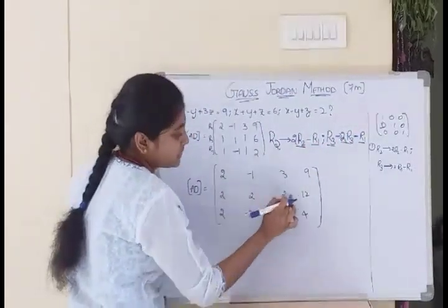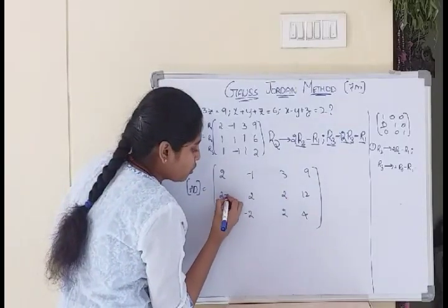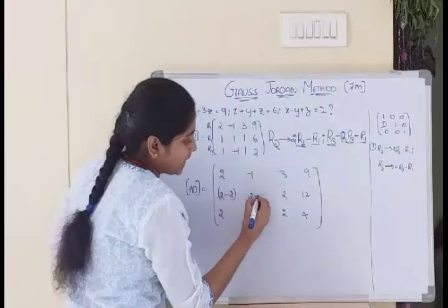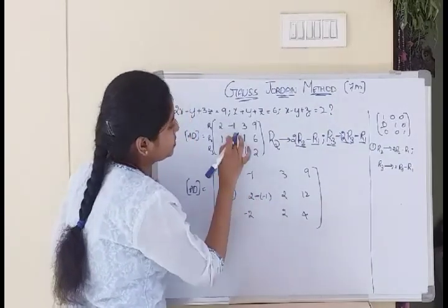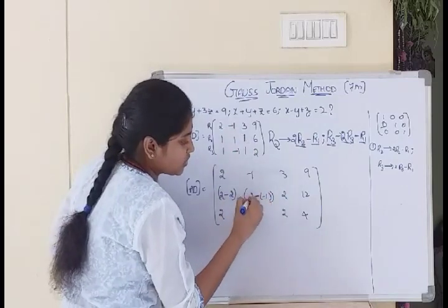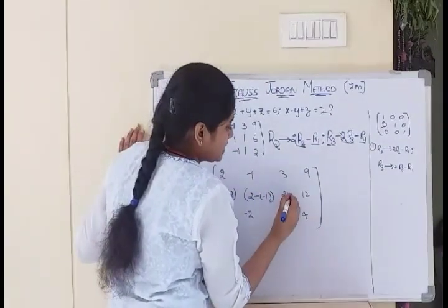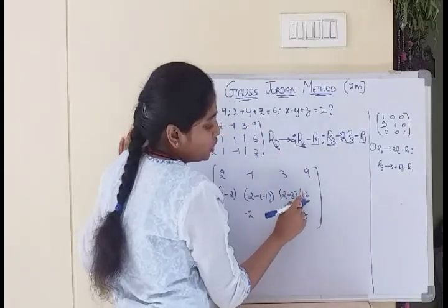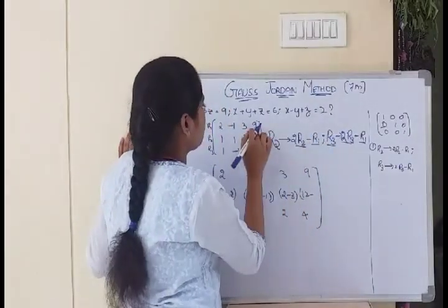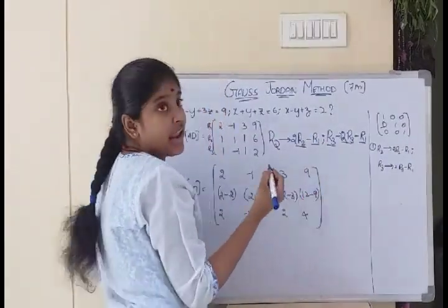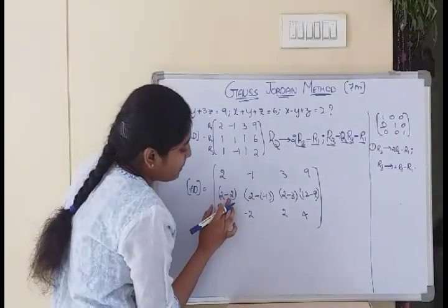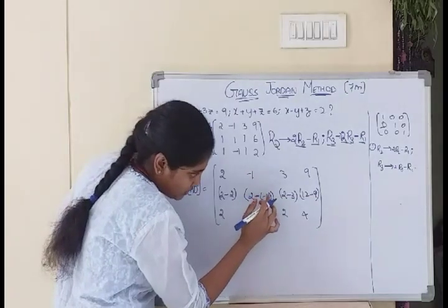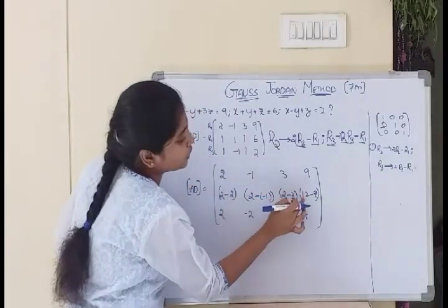Now we need to subtract row 1 from row 2 and row 3. So row 1 elements should be subtracted from here. So 2 minus 2. 2 minus, here we have minus 1, so we put it in the bracket: minus of minus 1. 2 minus, again here we have 3, put it in the bracket. 12 minus, row 1 here we have 9. So 2 minus 2, 2 minus of minus 1, 2 minus 3, 12 minus 9.